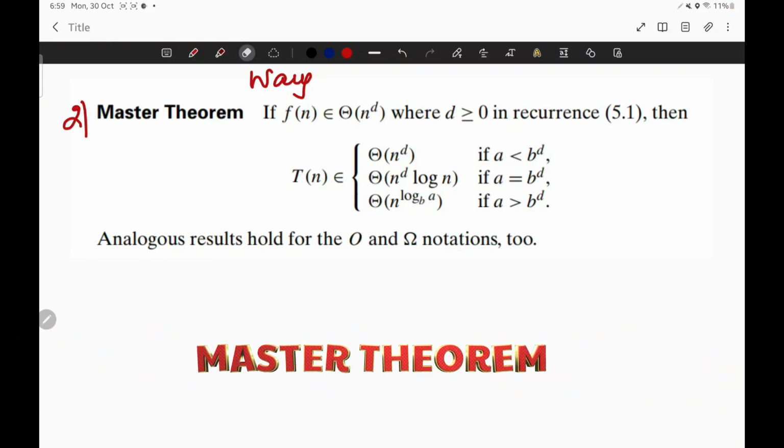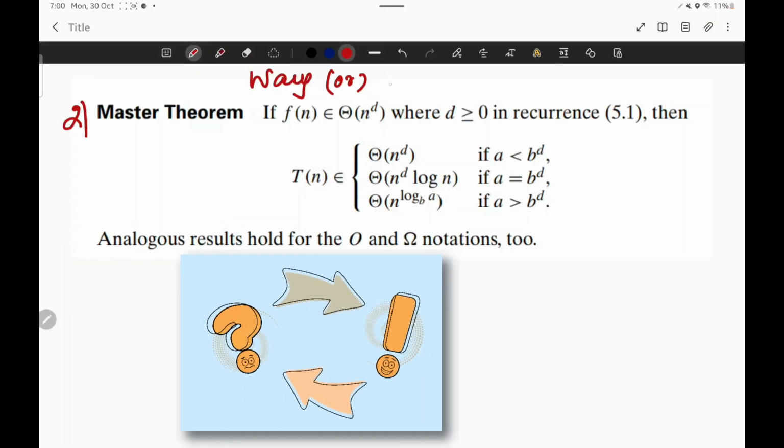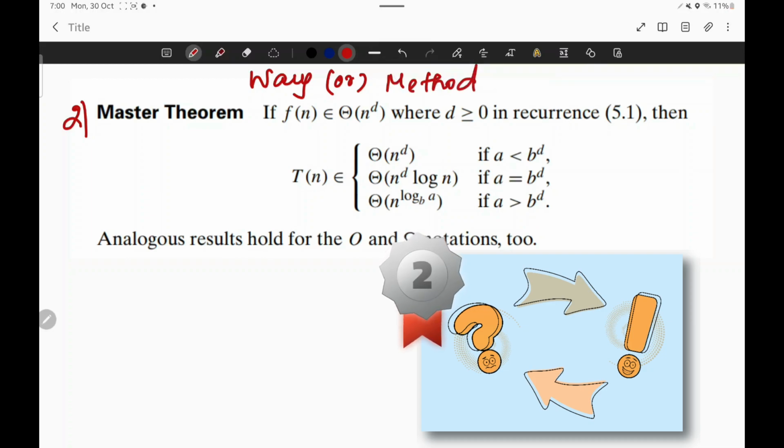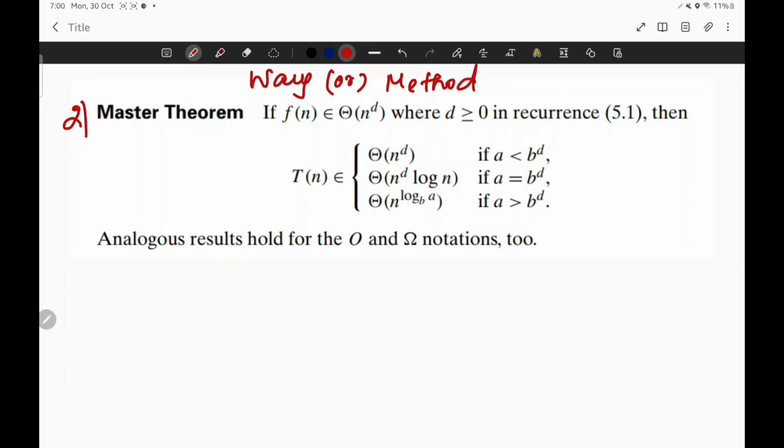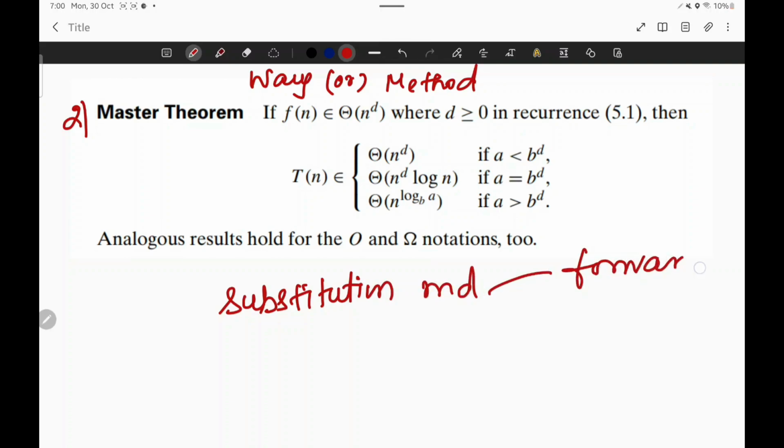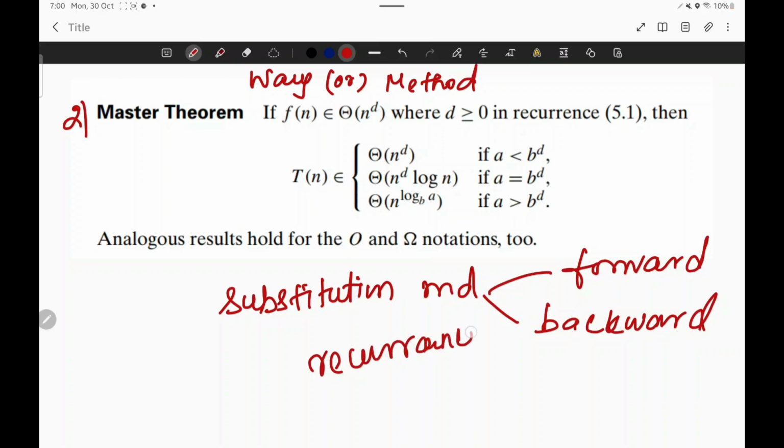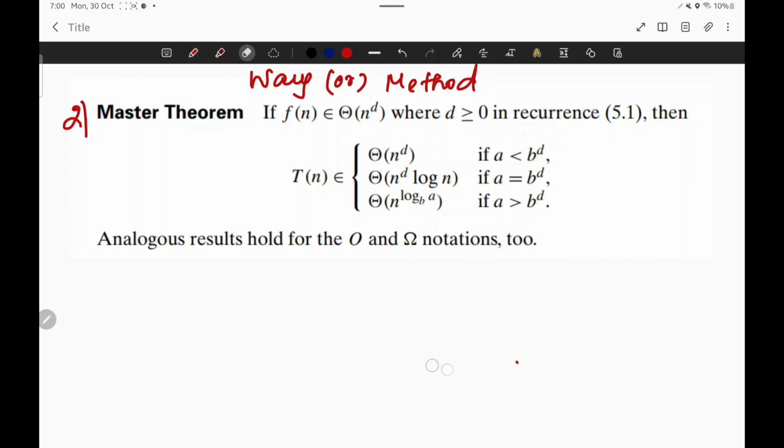Today we are going to see the master theorem to solve the mathematical analysis for recursive algorithms. Already we have another way, that is the substitution method. This is the second method where we can solve a recursive algorithm using the master theorem. Master theorem is derived with the formula such that if f of n belongs to big O of n to the power d, where d is a constant value which should be greater than or equal to 0. The previous method, substitution method, is divided into forward substitution and backward substitution. This is the previous method we have seen to solve the recursive algorithm with the help of recurrence relation. The master theorem is the second method which helps us to solve any recursive algorithm.